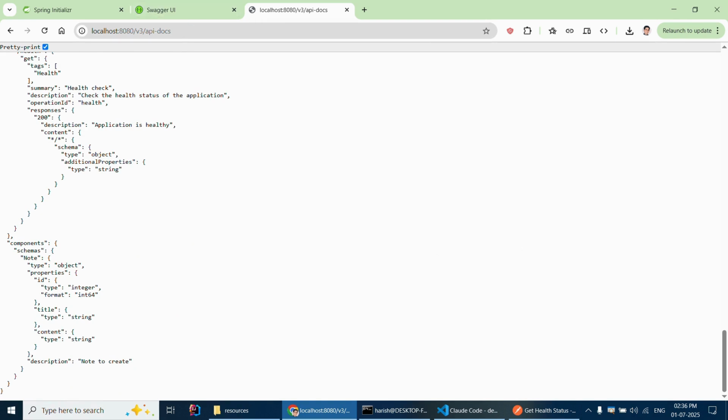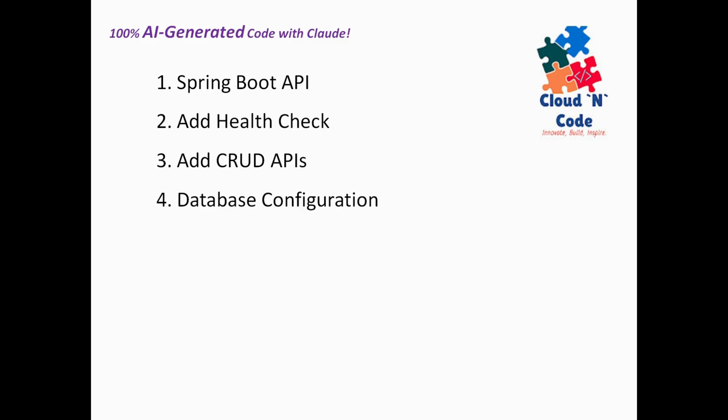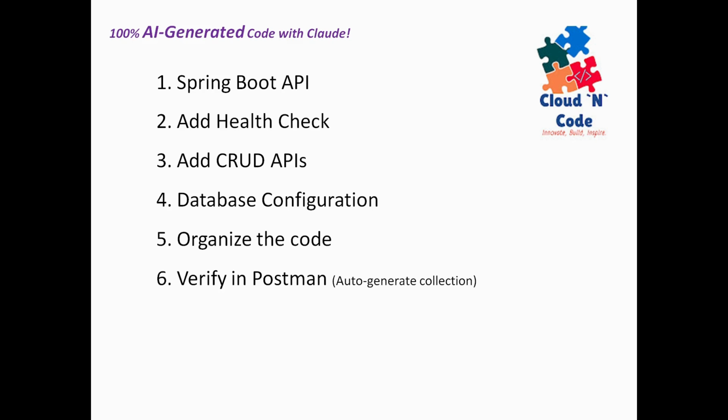All right. So we did create a Spring Boot API, added some check endpoints, CRUD APIs, and configured the database. We used H2, but the same thing will work in MySQL or Postgres. Organized the code, or reorganized the code, then tested it from Postman and generated documentation.